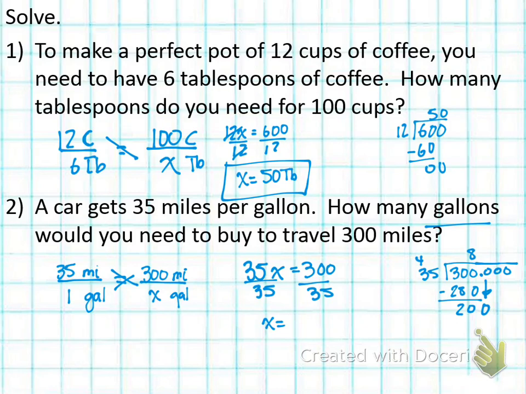35 goes into 200, let's see, 2, 4, 5 times. 5 times 5 is 25. 5 times 3 is 15, plus 2 is 17. Remainder is going to be 25. Bring down the next one. Goes in 6 times. 6 times 5 is 30. Oh, wait, no. 6 times 3 is 18, plus 3 is 21. And we're back to 30 again. So we know it's going to be a repeating decimal. So x is equal to 8.56 gallons. Okay, that's it.